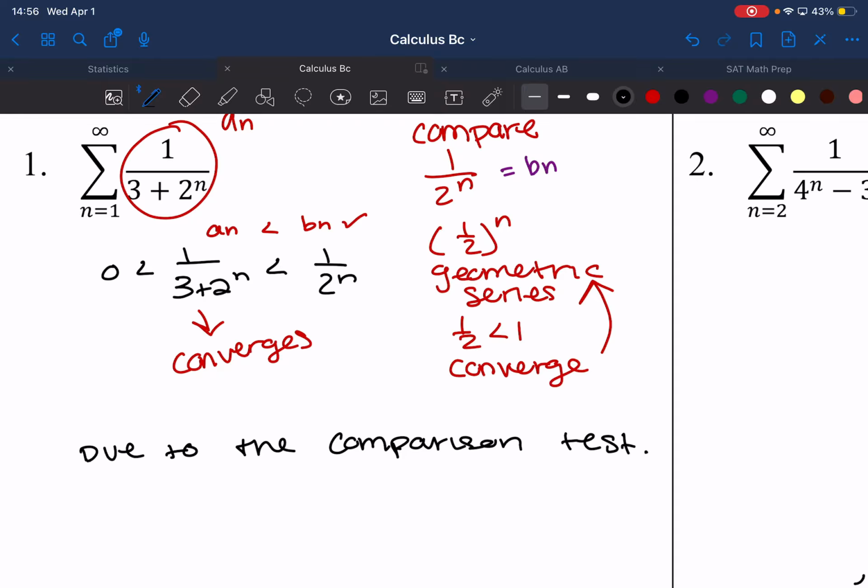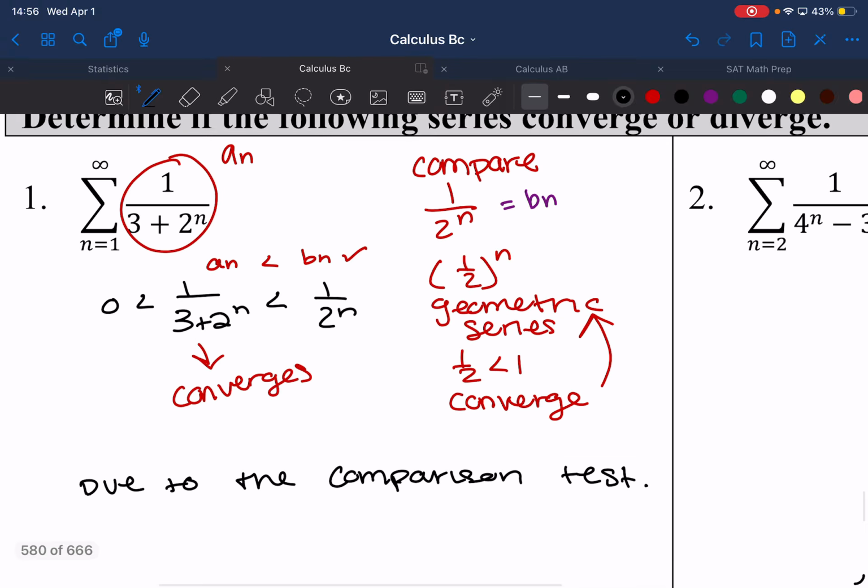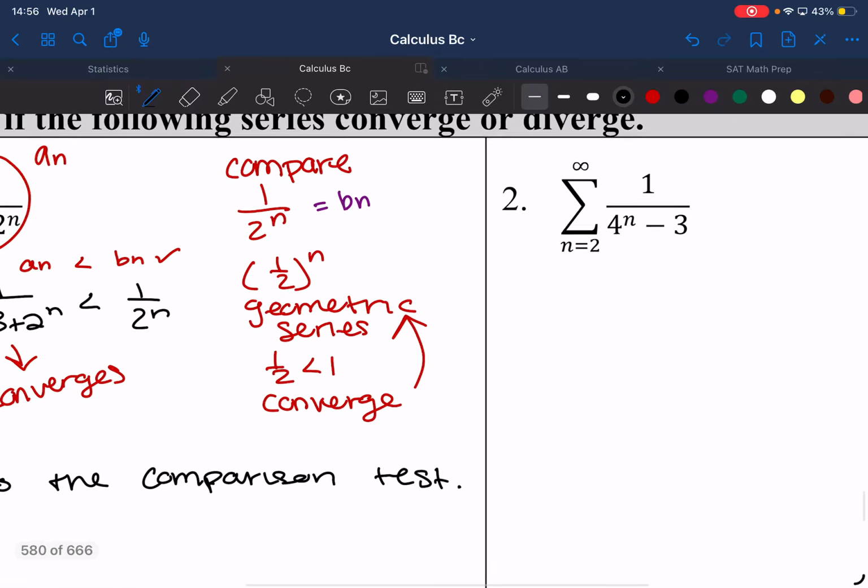Okay. Any questions on 1? Okay, so this is also a good example of if you did not recognize that this was a geometric series, then you would not have been able to come to this conclusion. Okay. Well, let's look at number 2.